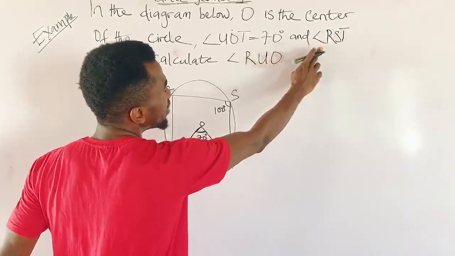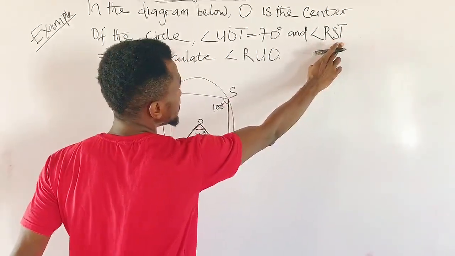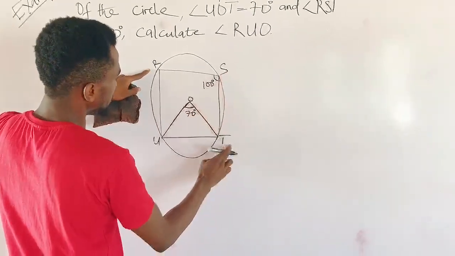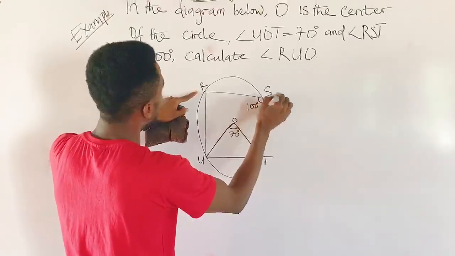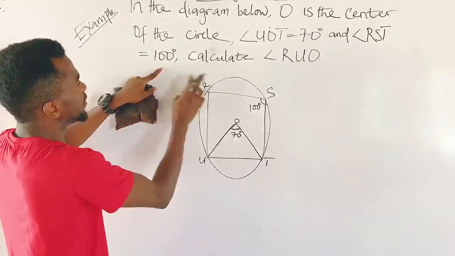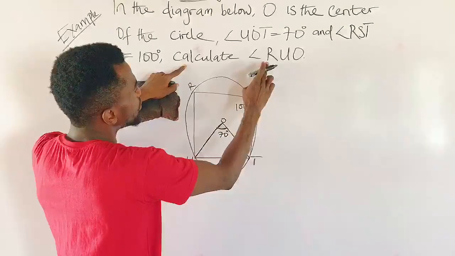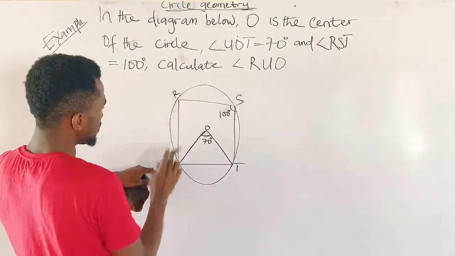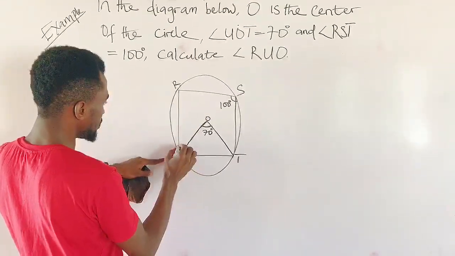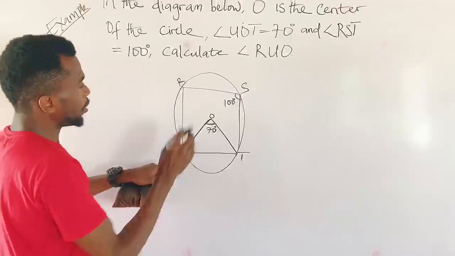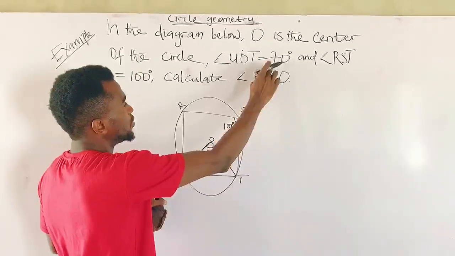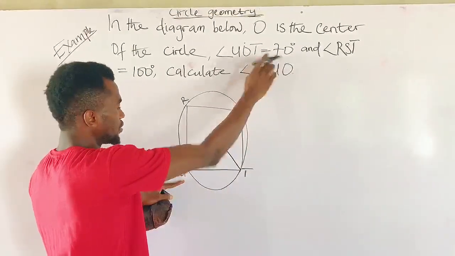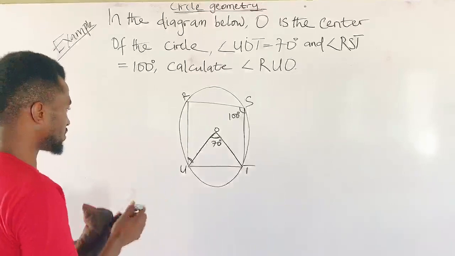Alright, and angle SRT, this angle now, they are talking of angle R, is equal to 100 degrees. Then they said calculate angle RUO. That means we are looking for RUO. Where is R, U, O? So we are looking for this place. We always pay emphasis to the one in the middle. Angle RUO. That means we are looking for angle U. Alright. So how do we start?